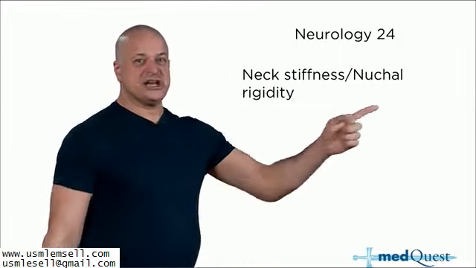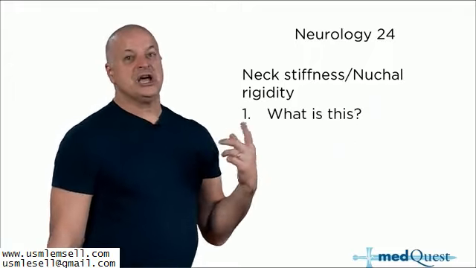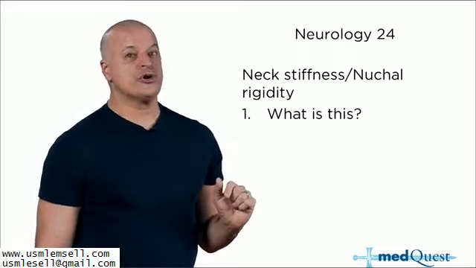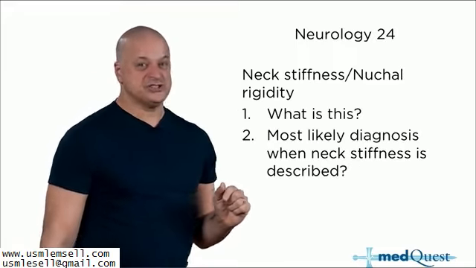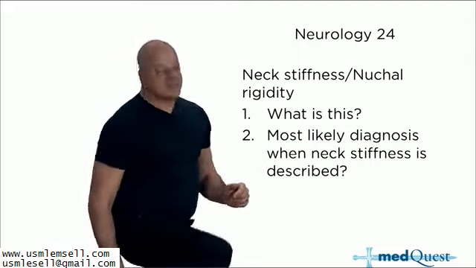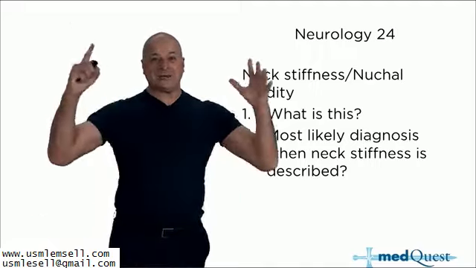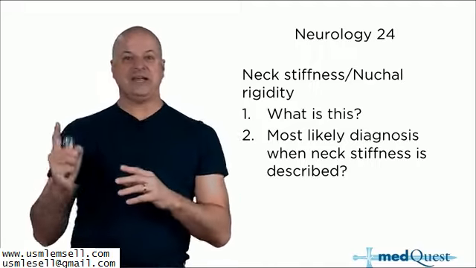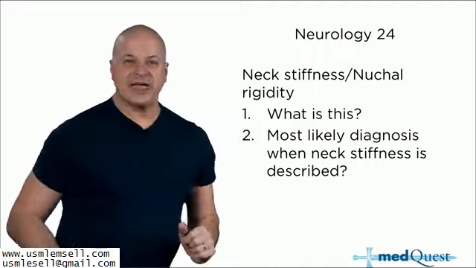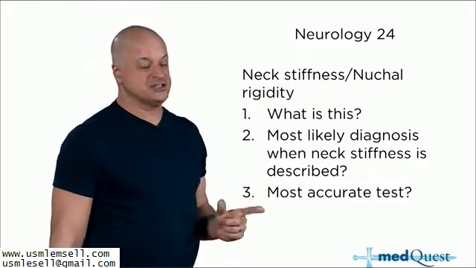So, nuchal rigidity, neck stiffness, and neck stiffness is meningismus. It goes with photophobia, Kernig's and Brudzinski's. Although I tell you, I can still never remember which is Kernig's and which is Brudzinski's because it doesn't matter which one it is. They both mean neck stiffness. Both neck rigidity. Okay, so when you see neck stiffness, this is inflammation of the meninges. The most accurate test is a lumbar puncture.